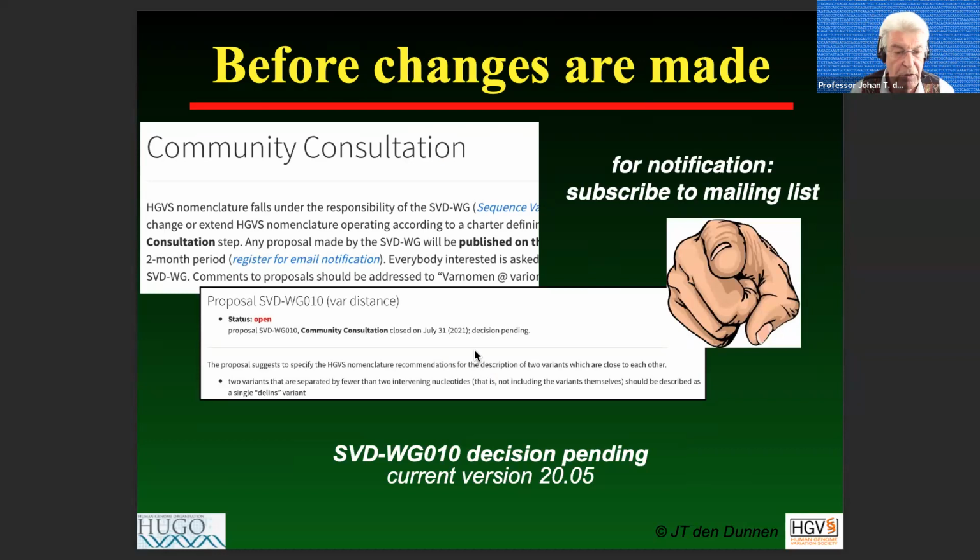On the website, you will find a listing of all the proposals that we have made. The last one was proposal 010, and that is still undecided because we got some suggestions and criticism on making this change, and it is still pending. When you want to make sure that you know when a new community consultation proposal is made, you can go to the website and register at a specific email address, and that will ensure that when a new proposal is made, you get an email pointing you to this new proposal.